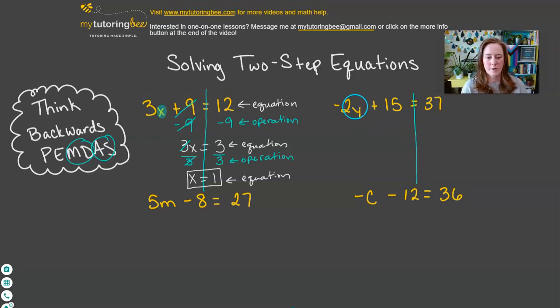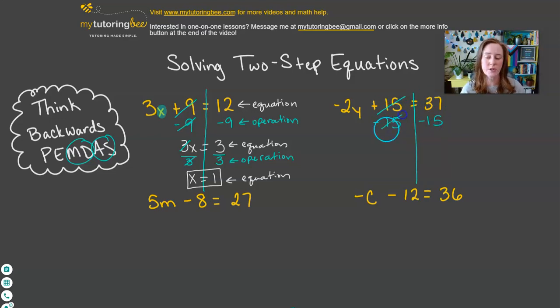Here is our variable y. It's being multiplied by a -2, and then 15 is being added to that y term. So what do we need to do? We need to undo any addition or subtraction first. So that means we're going to start with this 15. We're going to subtract since that's the opposite of addition, and we want it to equal 0, so we're going to subtract 15. We need to do that to the other side as well.